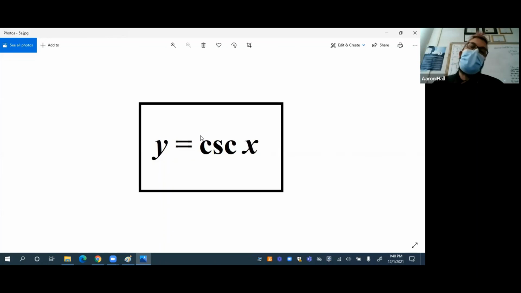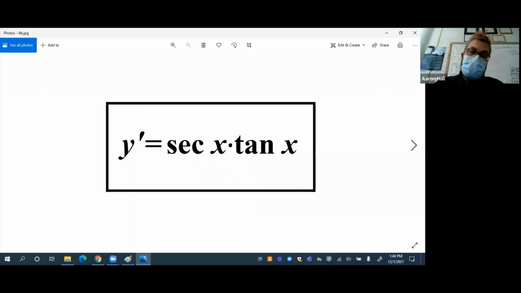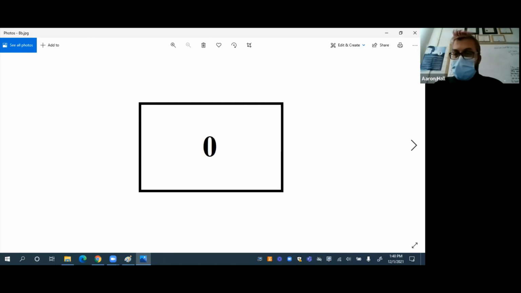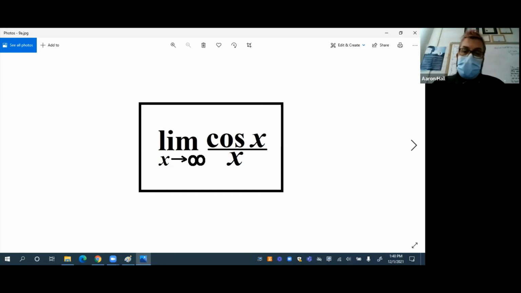Yeah, it's another co-function, so it will be negative cosecant of x times cotangent of x. What is the derivative of secant of x? Secant of x times tangent of x. Good. What is the limit as x approaches 0 of sine of x over x? It's 1. Good. What is the limit as x approaches infinity of sine of x over x? 0. Good. What is the limit as x approaches infinity of cosine of x over x?